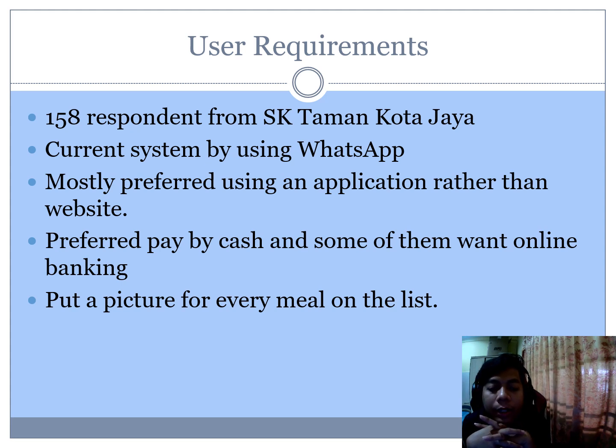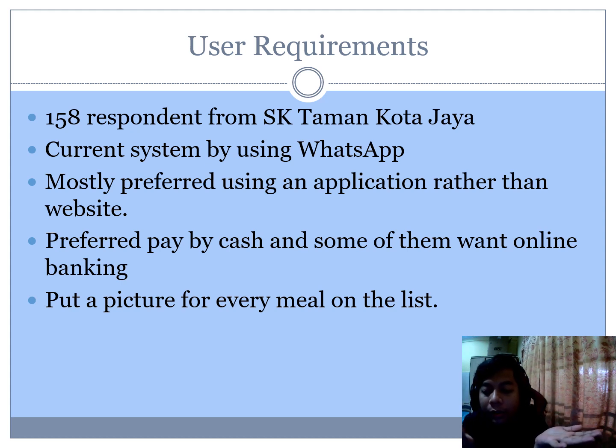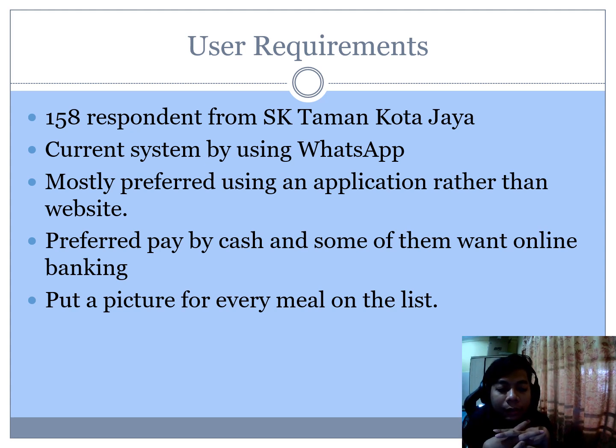In their current system, they usually put only the name of the meal. So sometimes the customer, the student, doesn't have any visual of the menu item that they want to order. So in the questionnaire, most of them agreed to put a picture for every meal on the list.